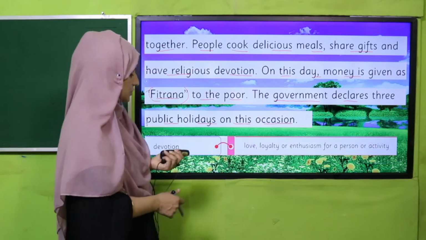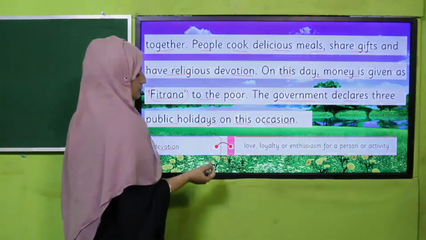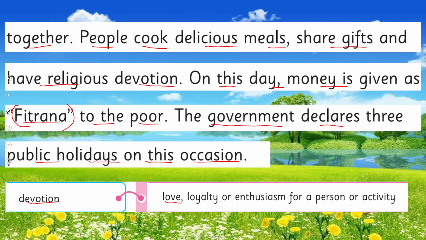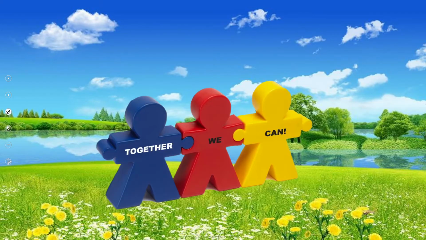See, there is the next. What does the word devotion mean? Love, loyalty or enthusiasm for a person or activity. So devotion is that thing by which we show our love and respect toward a thing. Okay, so next see there.